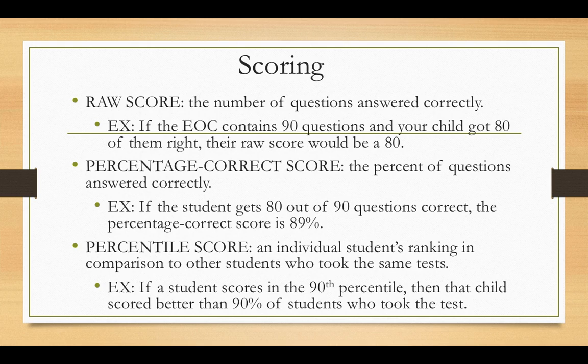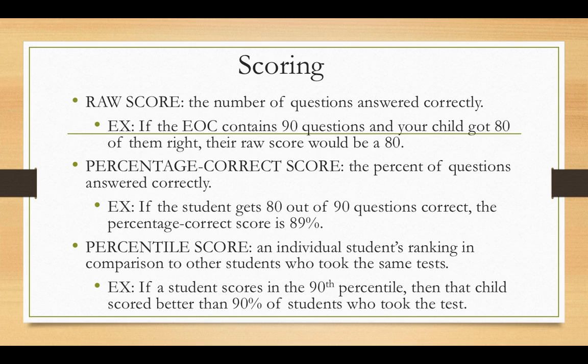Now, a percentage correct score is the percent of questions answered correctly. And so that means that you would divide the number answered correctly by the number of overall questions. Therefore, if your student gets 80 out of 90 questions correct, the percentage correct score is 89%.